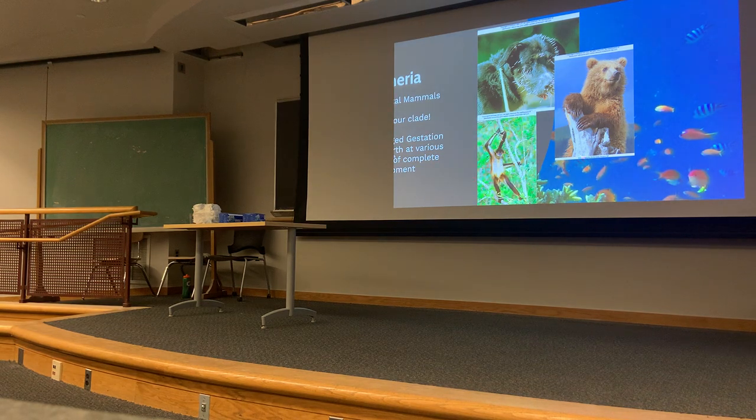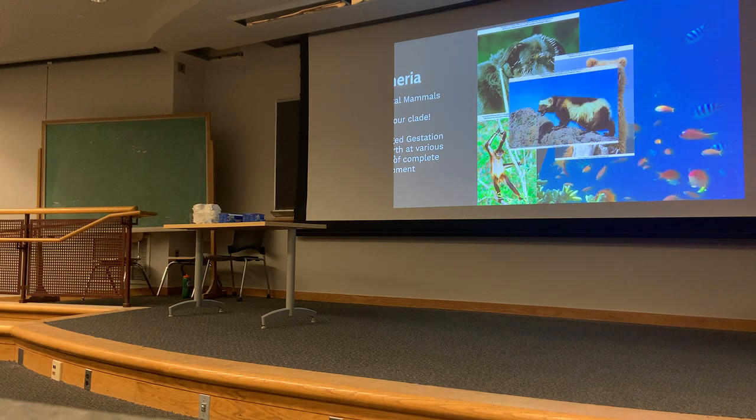Our primate cousins. I'm not sure, Liliana was here, maybe she'd be able to tell me what species this is. I don't have any pictures of humans, because I think you can look to your left and right and see what a human looks like. And of course, finally, the mighty wolverine is a eutherian mammal.